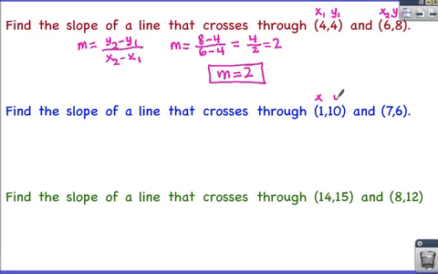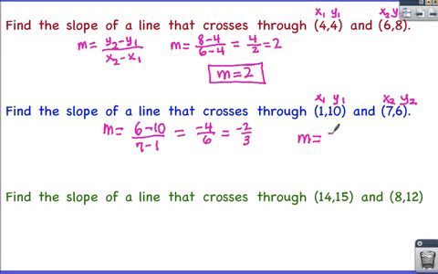We begin by labeling our x and y coordinates and choosing which one is going to be our first ordered pair and which is our second ordered pair. And then we use our formula, y2 minus y1, so 6 minus 10, over x2 minus x1, 7 minus 1. This gives us negative 4 over 6, or negative 2/3. So our slope is negative 2/3.